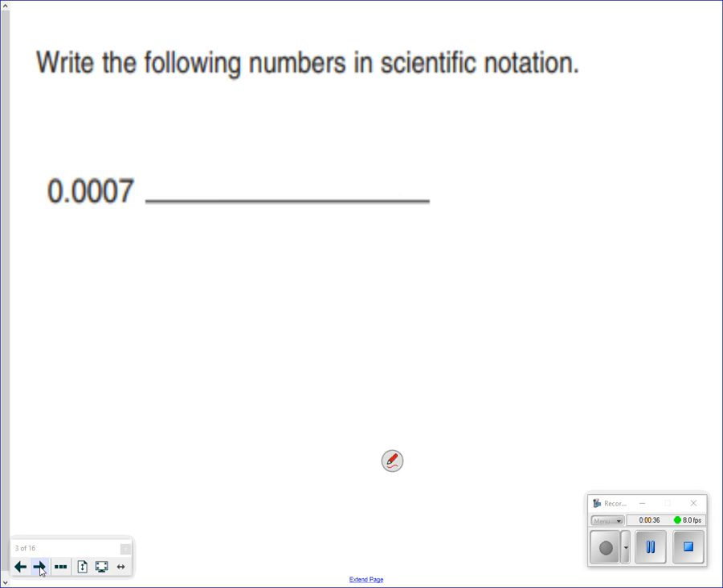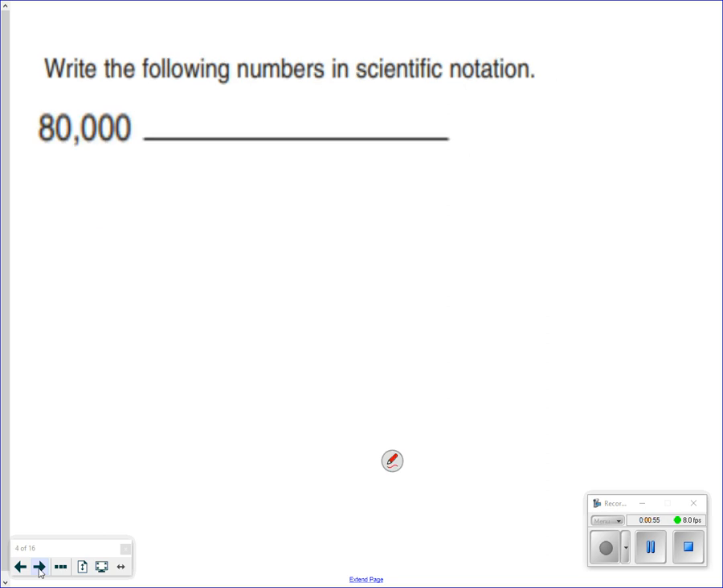Take a look at the next problem. We're at a 7. Well, how many spots do we have to move this decimal to get to that spot? 1, 2, 3, 4 times 10 to the negative 4. I guess we could work it the other way too. 1, 2, 3, 4 to get to 7 times 10 to the negative 4.